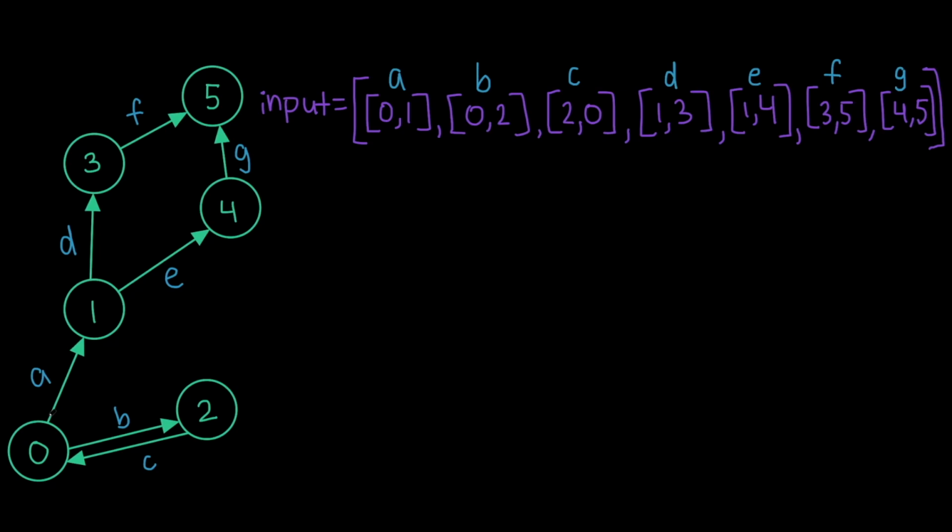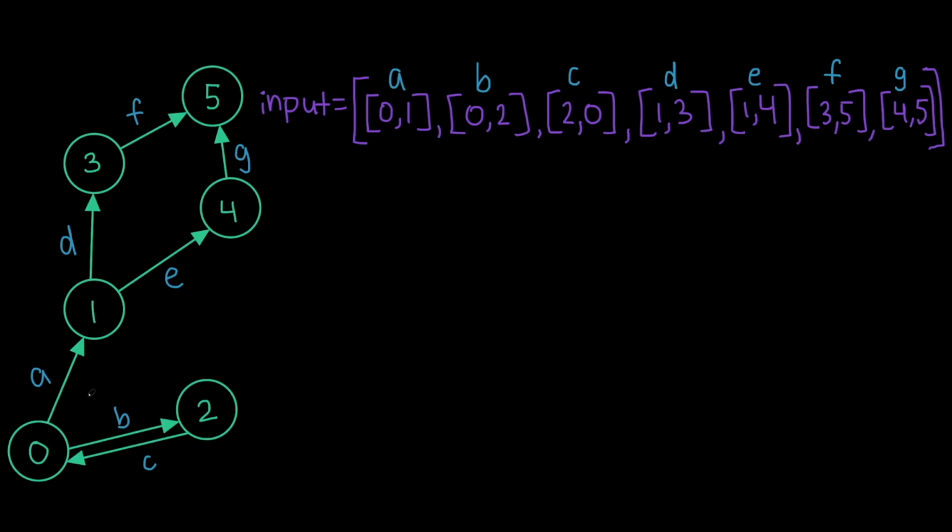So if you think of the example we discussed in the last video, where our nodes represent cities and our edges represent roads between these cities, then a directed edge is basically a one-way street, right? You can travel from 0 to 1, but you cannot travel from 1 to 0.